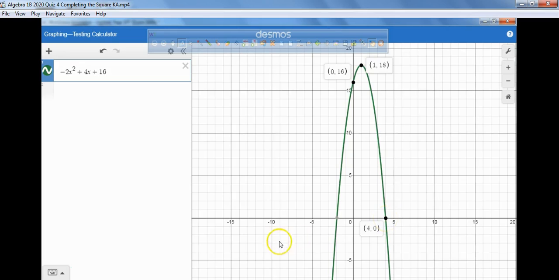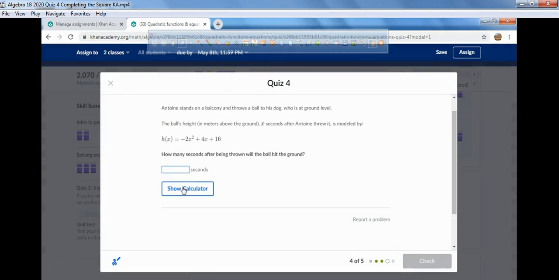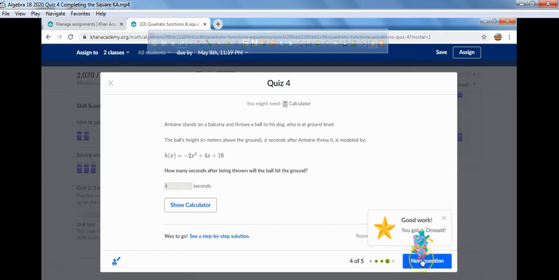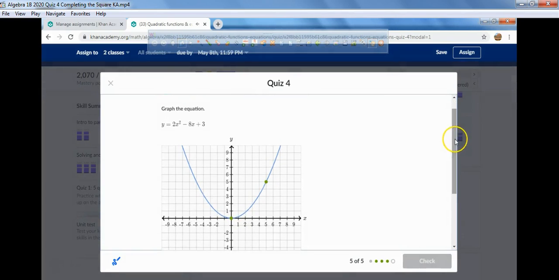And there's my 0, 4. So I'm going to type in a 4. It's in meters, so 18 was the highest maximum. Boom. There we go. Now we're going to graph this equation.